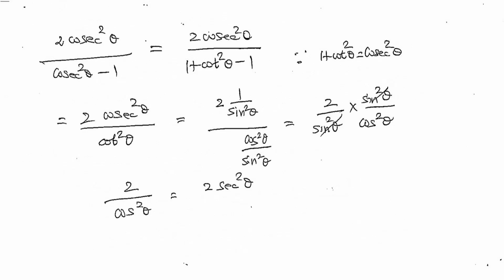Then we know cosec squared theta is 1 plus cot squared theta. Therefore, in the denominator, for cosec squared theta, we have 1 plus cot squared theta minus 1. Numerator remains the same, 2 cosec squared theta. Then it becomes 2 cosec squared theta by cot squared theta. Cosec theta is 1 by sin theta. Therefore, numerator becomes 2 by sin squared theta. Denominator becomes cos squared by sin squared theta. And dividing both, you get 2 by sin squared theta into sin squared theta by cos squared theta. That takes us to 2 by cos squared theta, which is equal to 2 sec squared theta. Thank you.